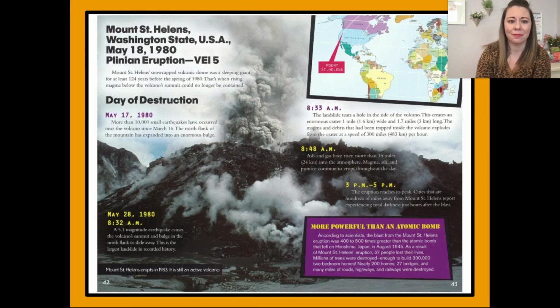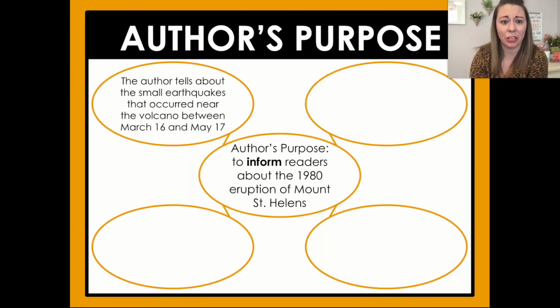So let's look back. Let's see. It says Mount St. Helens' snow-capped volcanic dome was a sleeping giant for at least 124 years before the spring of 1980. That's when the rising magma below the volcano summit could no longer be contained. And then it says more than 10,000 small earthquakes have occurred near the volcano since March 16th. So that would be a detail that we could include. The author tells us about all the earthquakes that occurred between March and May 17th. So that is a detail that's informing us about the eruption of Mount St.